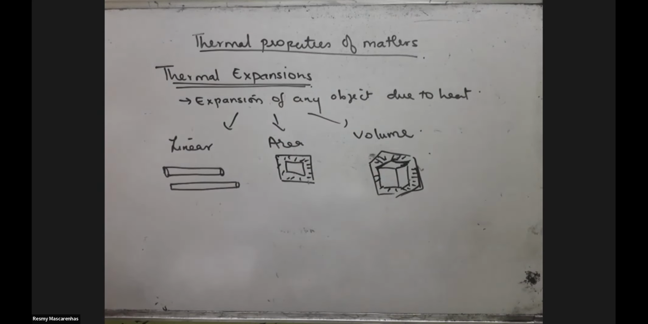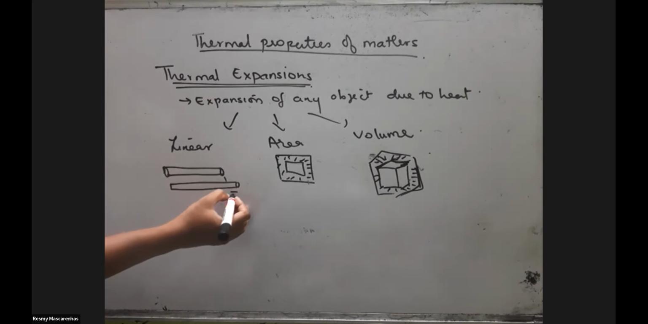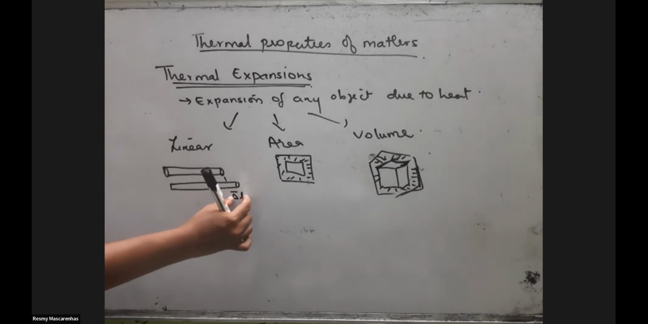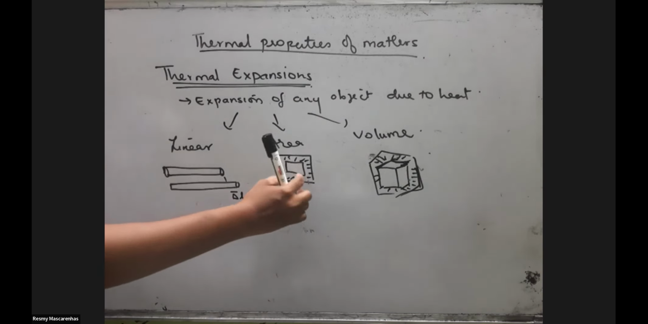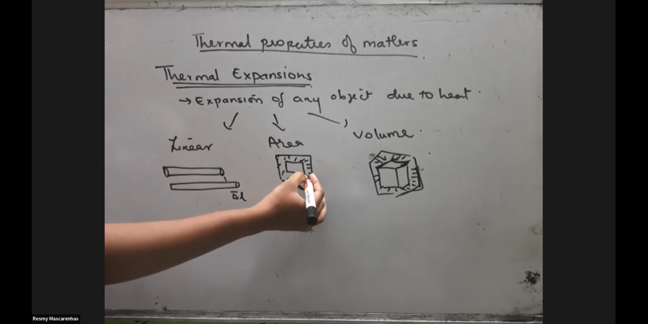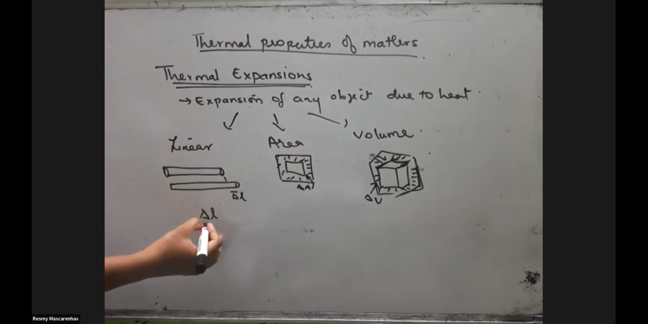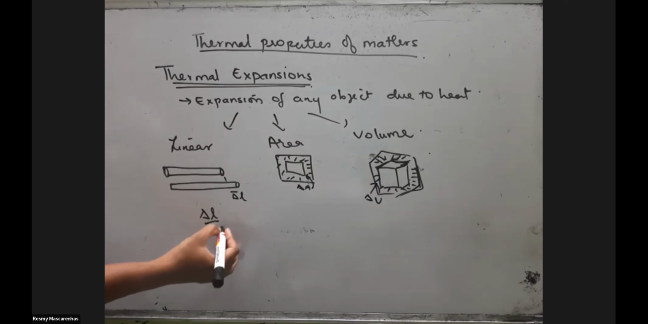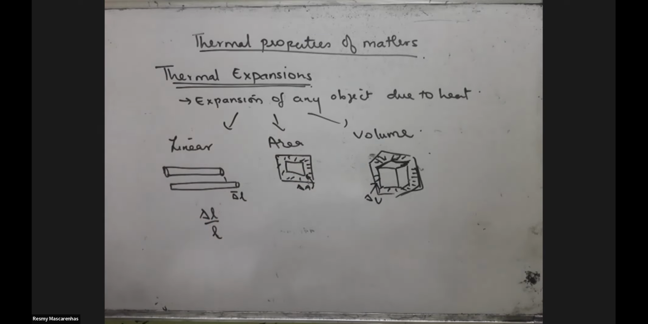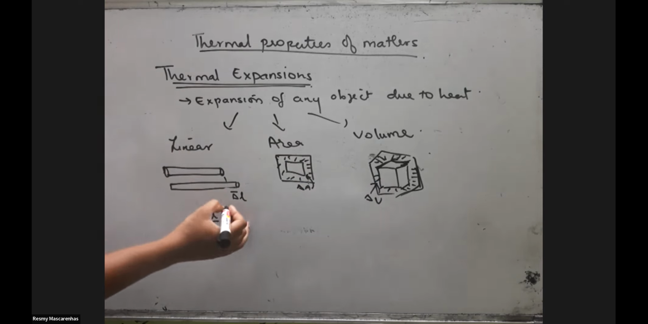And we had seen the change, this is delta L, change in length. This much it is increasing. Same way, this is change in the area, delta A. This is change in the volume, delta V. So delta L upon L is always proportional to the change in the temperature. The more you increase the temperature, the more this length will increase. So it is directly dependent on the change in the temperature.